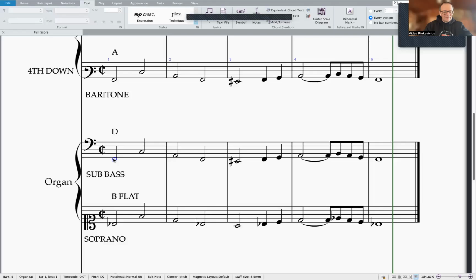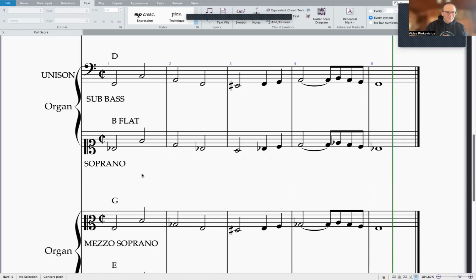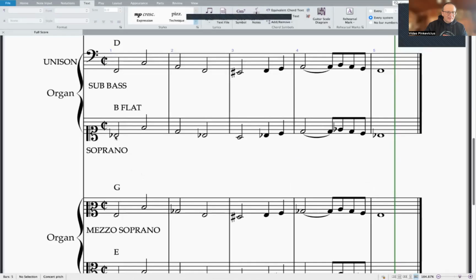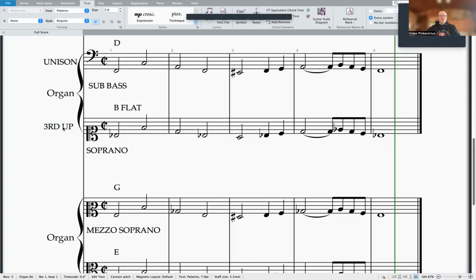Then we have the same interval, unison. You don't need to transpose from treble clef to sub-bass clef. It reads like treble clef anyway, right? Then soprano clef, B flat. From D to B flat, it's downward, a third down.